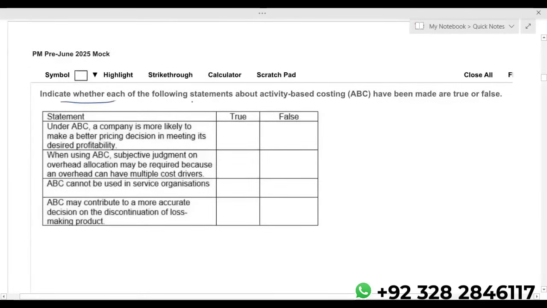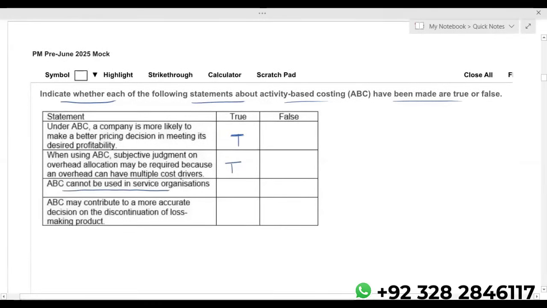Indicate whether each of the following statements about ABC, activity-based costing, is true or false. Under ABC, a company is more likely to make a better pricing decision. True. When using ABC, subjective judgment on the overhead allocation may be required. Yes, sometimes subjectivity is required because of multiple cost drivers. If there are multiple cost drivers for the same thing, which one should I choose? There subjectivity is involved.